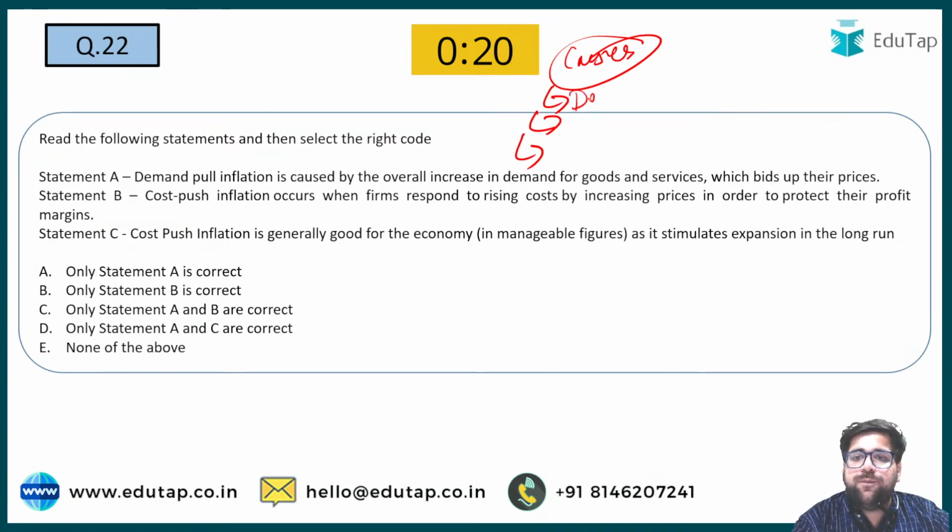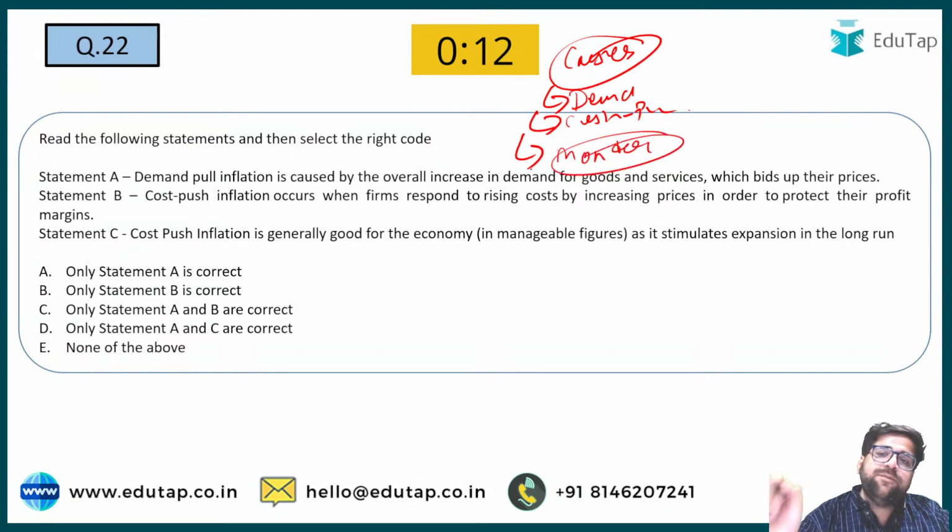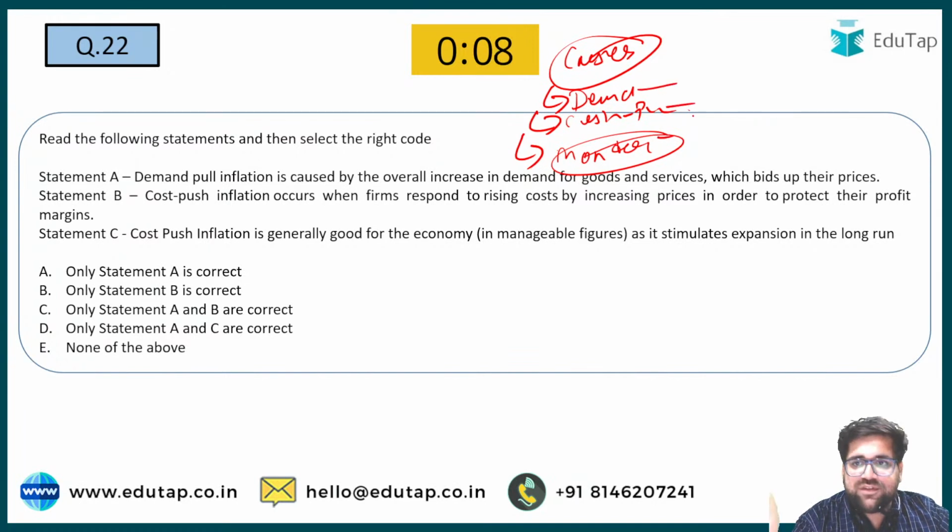First can be your demand pull inflation. Second can be your cost push inflation. And the third can be your monetary inflation. 99% of the aspirants who are sitting out there don't know about monetary inflation, and such questions come in your exam because this is very important. And in COVID time, monetary inflation was very much in the news. So listen to me carefully.